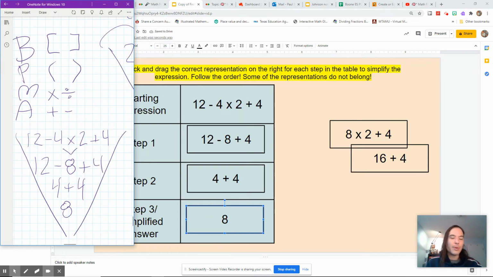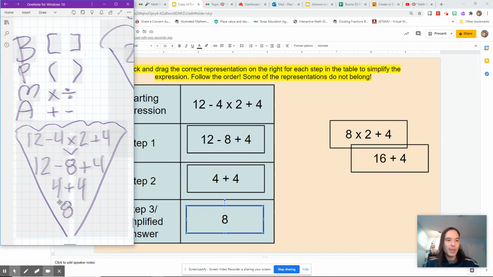So there you go. There's another happy snow cone for you. Completed. Each line has the same value. This has a value of 8. This has a value of 8. This has a value of 8. This has a value of 8. This is the simplified answer.